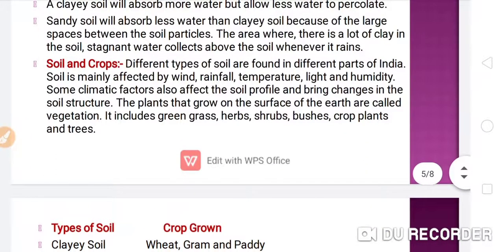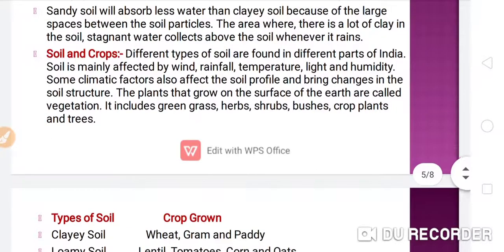Okay, now soil and crops. In which kind of soil will which kind of crop grow? So let's see, students, soil and crops. Different types of soils are found in different parts of India, like the black soil and the red soil. Soil is mainly affected by wind, rainfall, temperature, light and humidity. It means these are all the factors affecting the soil.